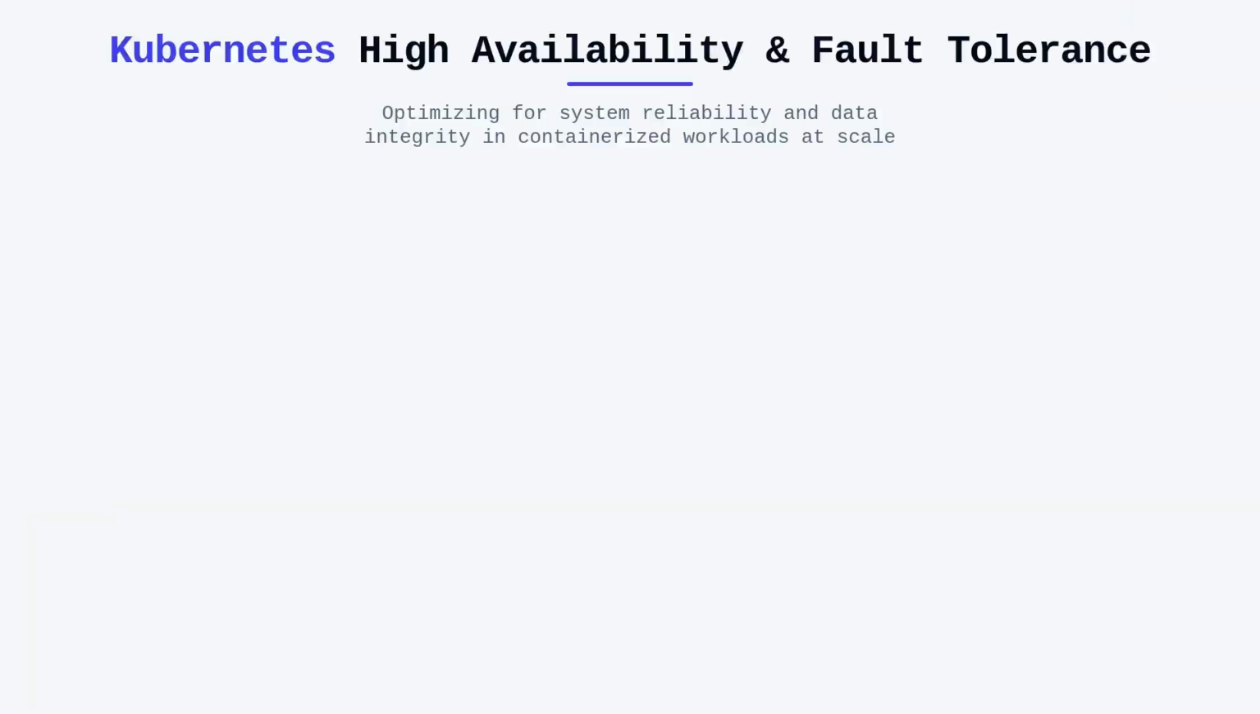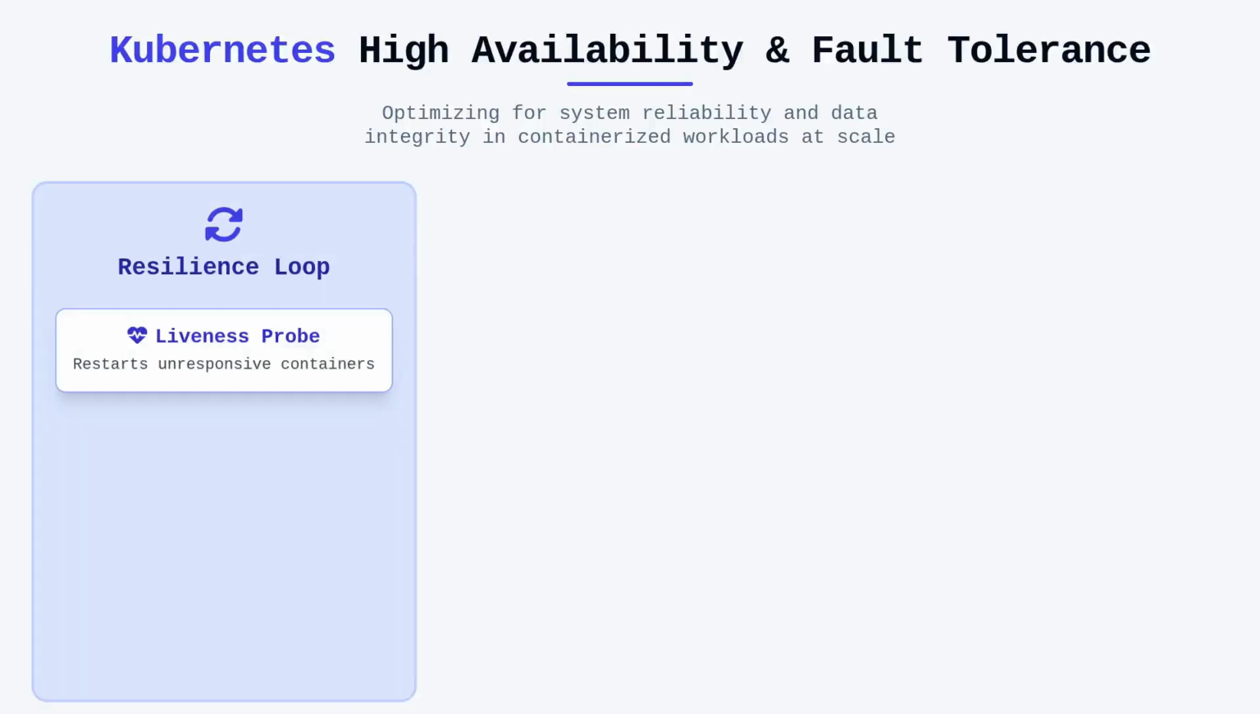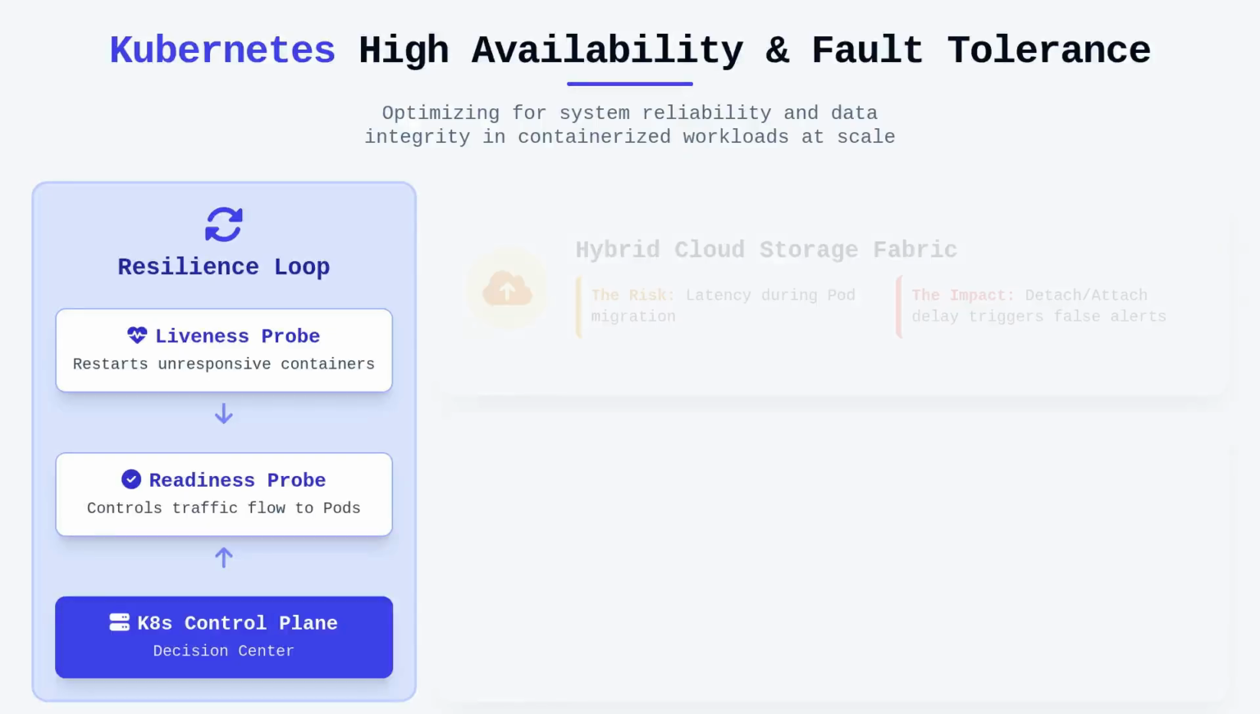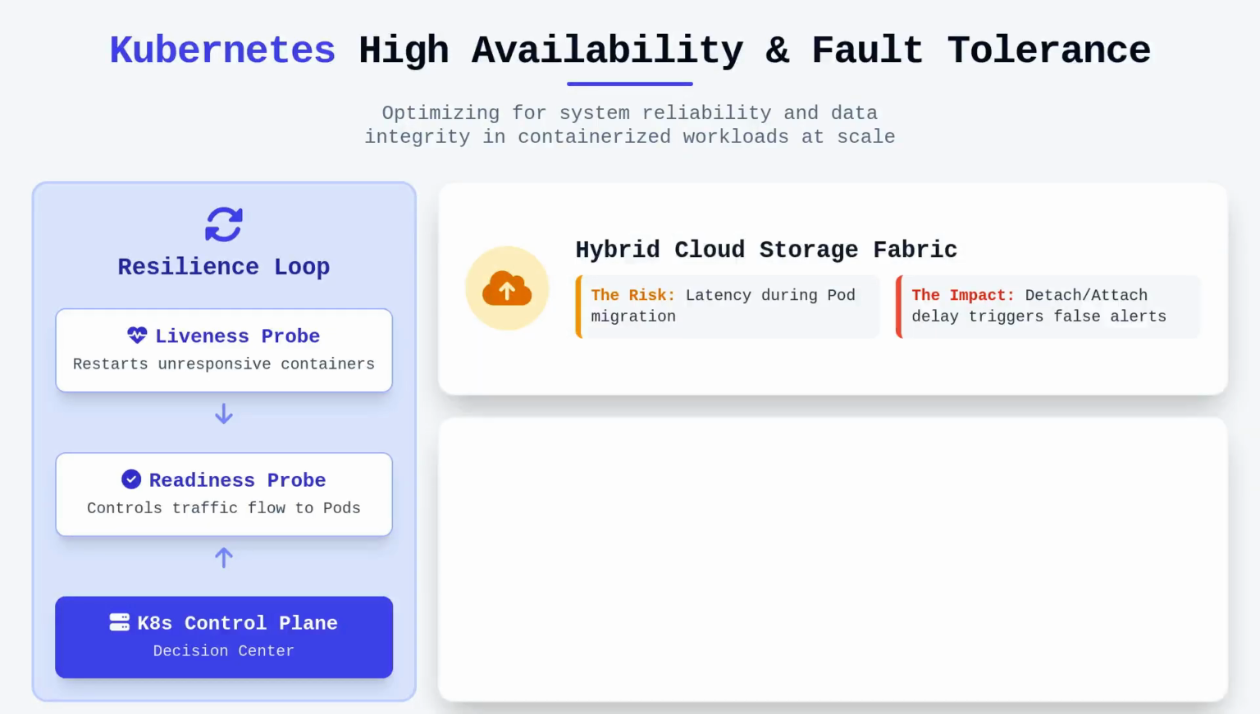Fault tolerance is not an optional feature, but a design prerequisite when running containerized workloads at scale. Kubernetes achieves high availability through health probes, specifically liveness and readiness controls, which provide a feedback loop between the container runtime and the control plane. In a hybrid cloud scenario, you must also account for the latency introduced by external persistent volumes being mounted across a network fabric. This fabric configuration dictates how rapidly a pod can recover from a failover event.